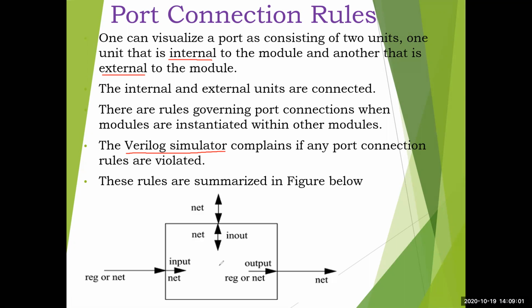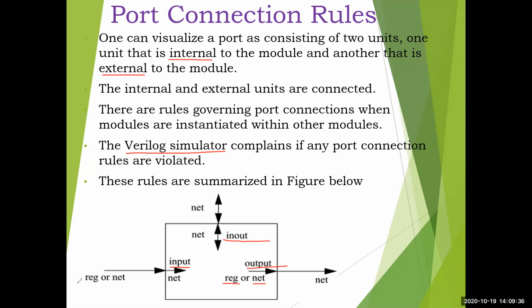As I told you previously, when I am declaring ports, there are three types: input, output, and if you have a bidirectional port, it is inout. Input and inout should always be connected as nets internally. By default they are nets, but output can be explicitly declared as a register. That's why output can be a register or a net. By default it is a net, but you can make it a register. But inout and input you cannot make a register. So this is internal.